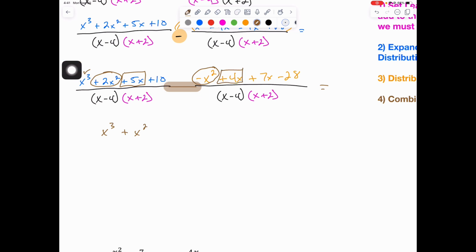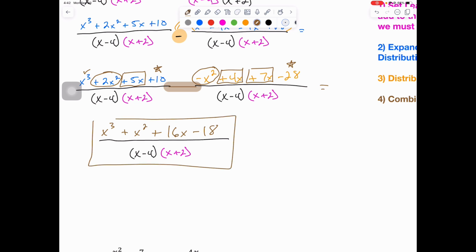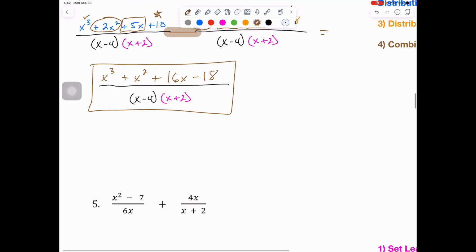Great call. 4x and 7x. 5 plus 4 is 9. 9 plus 7 gives us a sweet 16x. And 10 minus 28, or 10 I'll star, the negative 28 I'll star. We can combine. 10 minus 28 gives us negative 18. We will simply, yes, I know I say simply, set that over our least common denominator and go ahead and box our answer. So a little longer, but not bad.